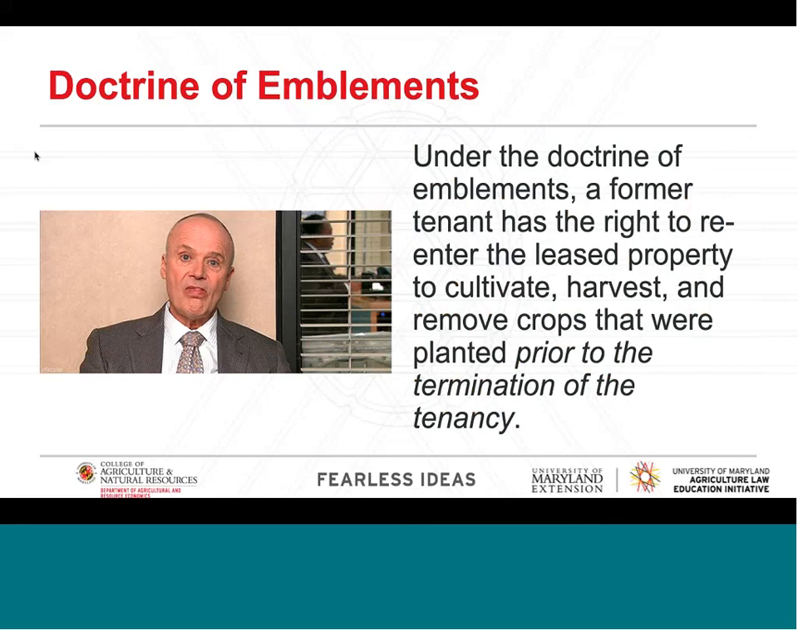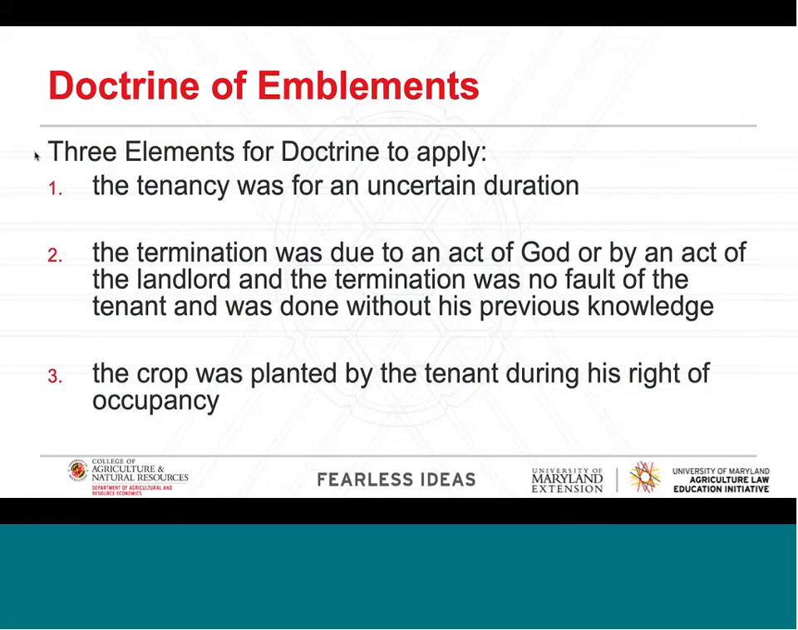The idea is the former tenant has the right to re-enter and cultivate, harvest, and remove crops that were planted prior to the termination of the tenancy. So once we know the tenancy is terminating, you can't plant anything and expect a right to harvest it. If you did it beforehand and it just comes out of the blue, then, you know, it happens.